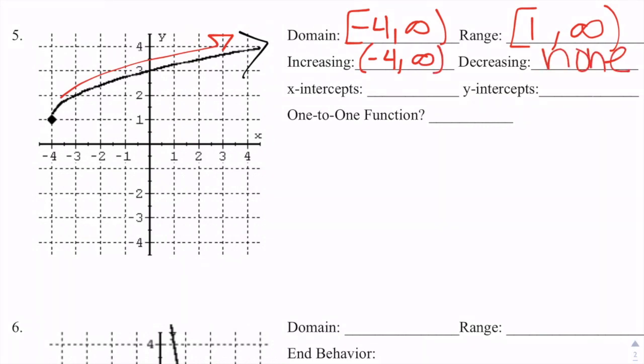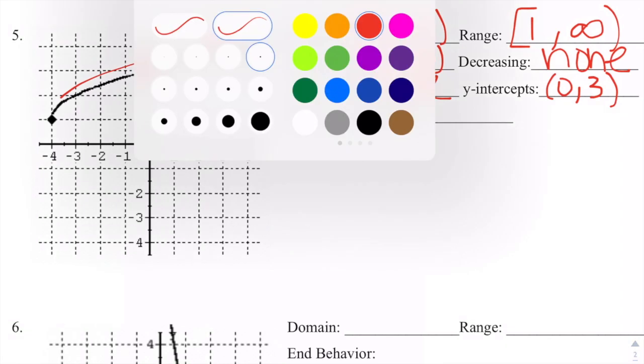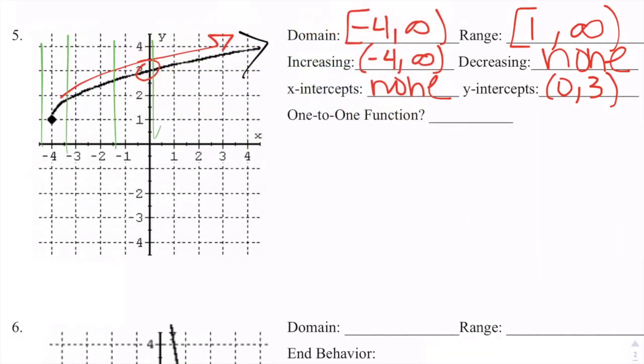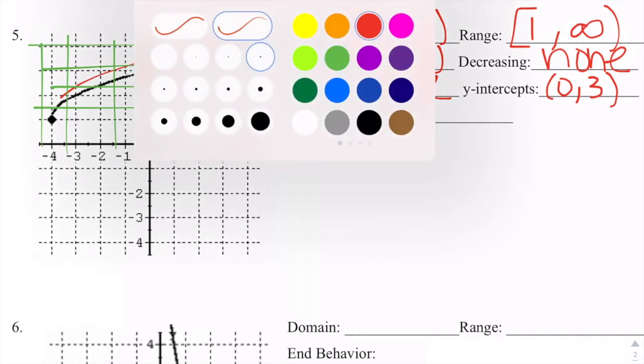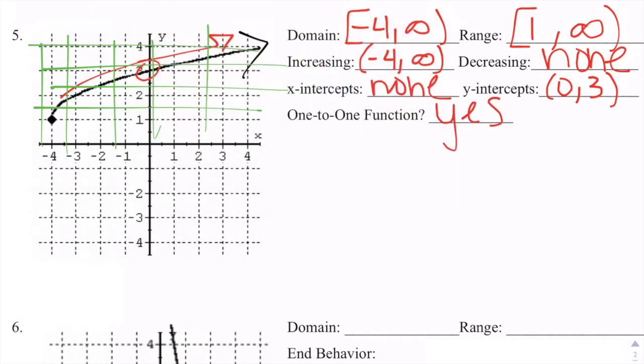The x-intercepts are when it would cross the x-axis or when y is 0, which never happens, so there are none. And the y-intercept would be here at 3, so it's going to be at 0, 3. And this here, if we look, would pass the vertical line test as well as that horizontal line test. So we can say that yes, it is 1-to-1.